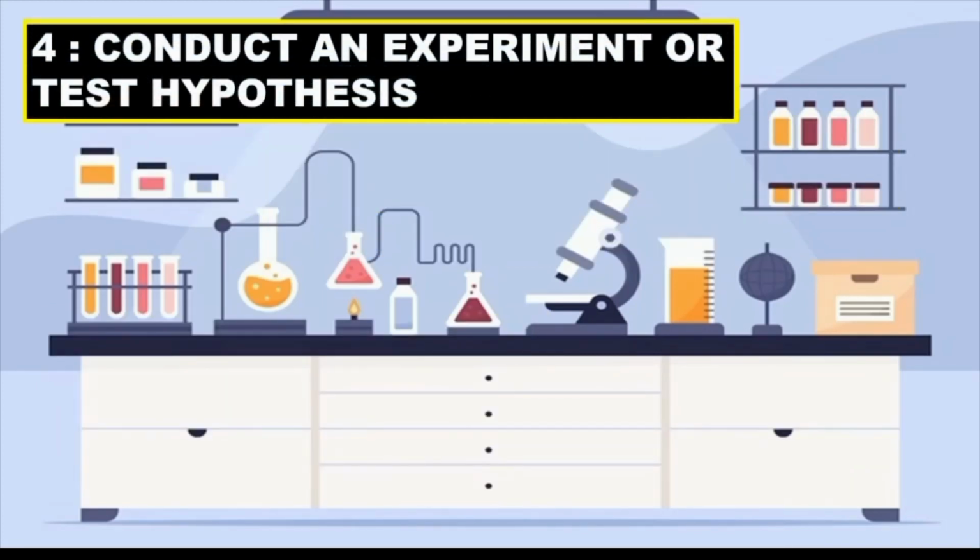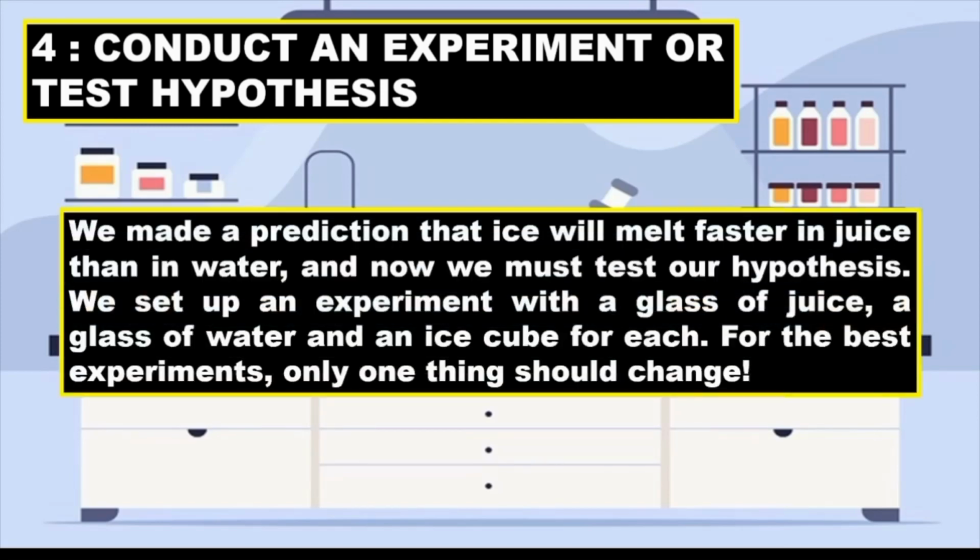Our fourth step is conduct an experiment or test hypothesis. We made a prediction that ice will melt faster in juice than in water. And now we must test our hypothesis. We set up an experiment with a glass of juice, a glass of water, and an ice cube for each. For the best experiments, only one thing should change.